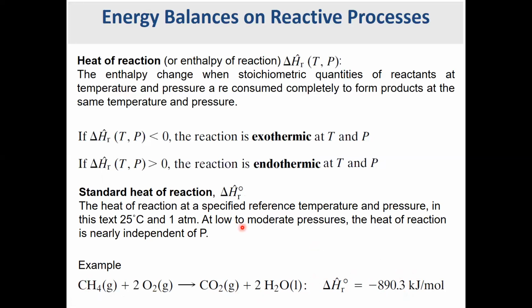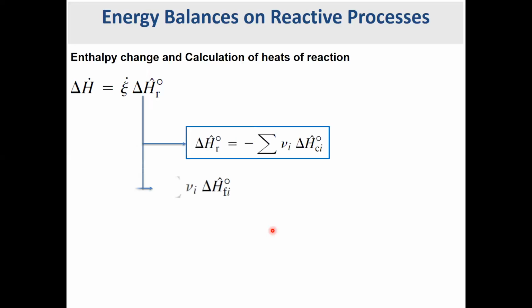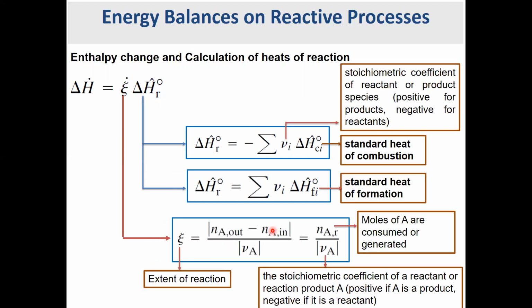For low pressure processes, you can consider the heat of reaction independent of pressure anyway. I just want to provide some general equations, how to calculate different parts and how you will use these terms in your study. First of all, the change of enthalpy when you have the heat of reaction will be calculated through this equation. As long as this heat of reaction is at 25 degrees, this delta H is calculated at 25 degrees.